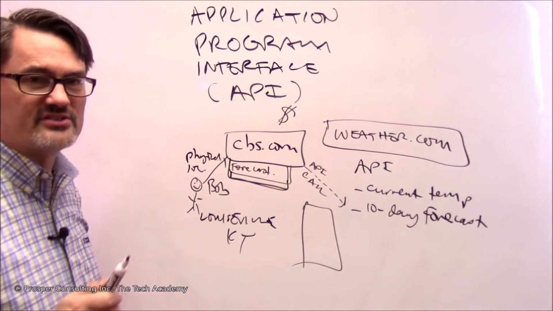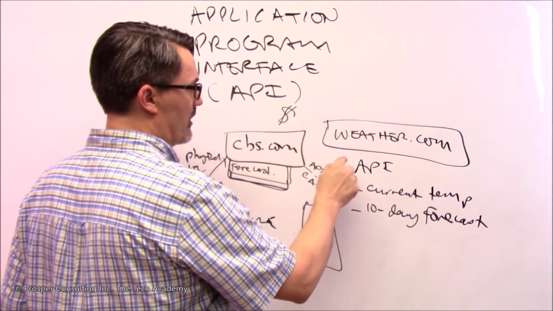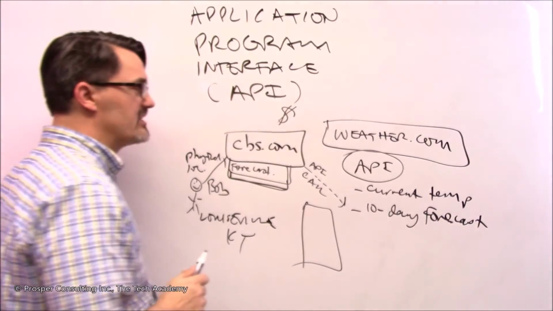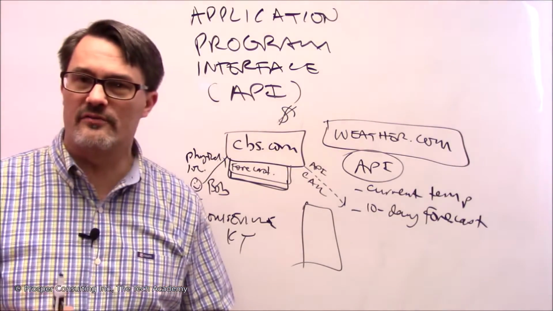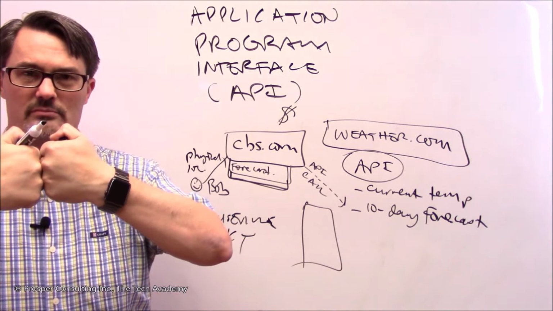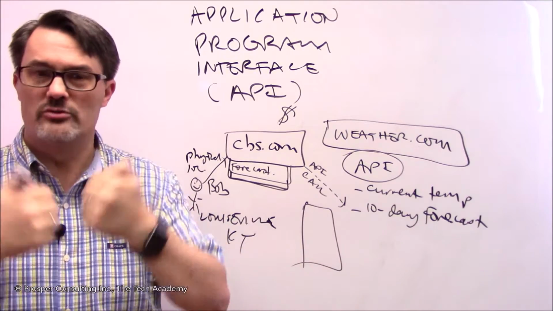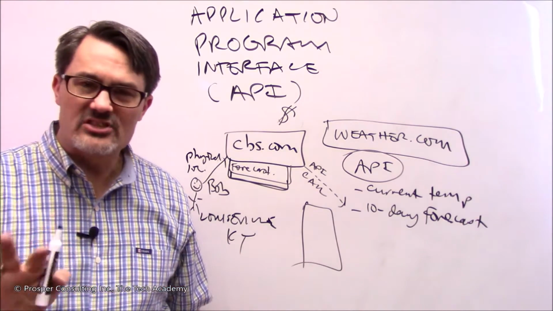A common way they do it is this. Weather.com has a special piece of software called an API, an application program interface. Now let's look at the word interface. Interface just means when two things come together. How do they interface? How do they dialogue? How do they communicate? How do they do it? The essential concept is this.